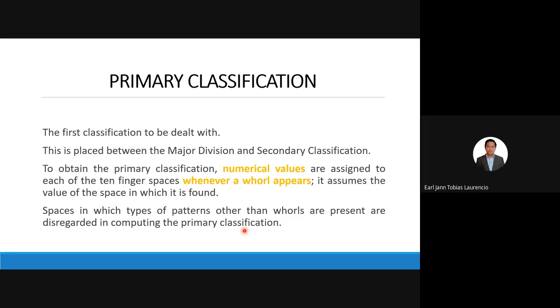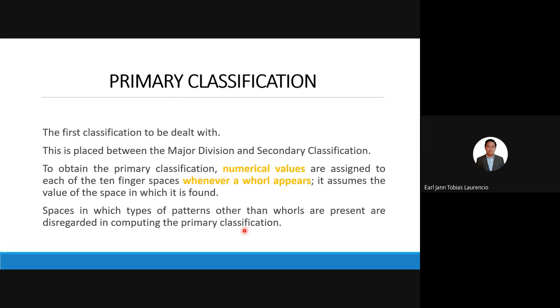However, your finger will only have a numerical value whenever a whirl pattern appear in your fingers. Okay? So, ang daliri natin sa primary classification, may value yan kung ang pattern ng daliri mo ay whirl pattern. If you watch already the lecture with regards to the fingerprint classification, there are 4 types of whirl.